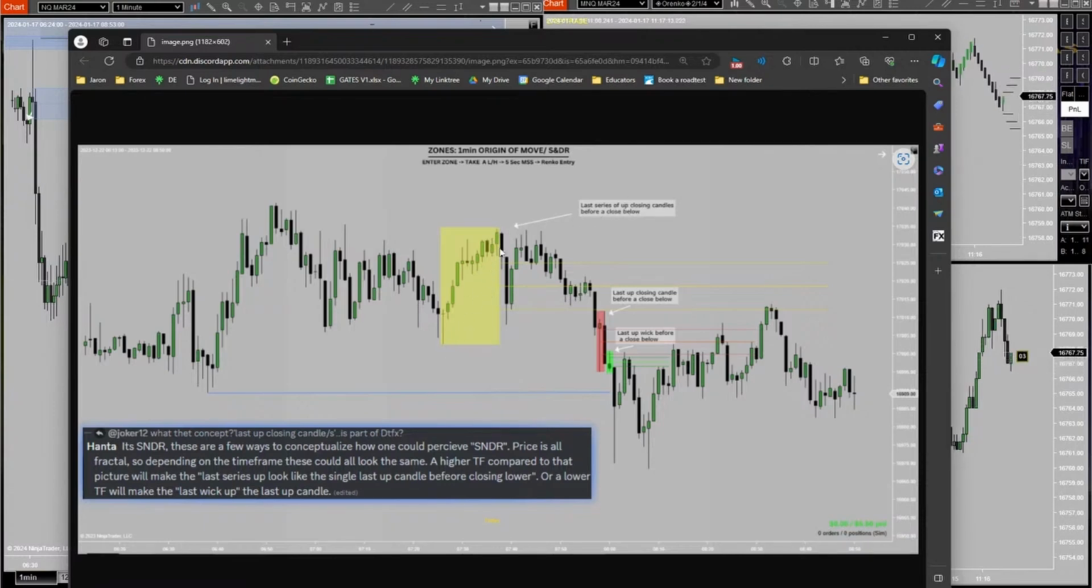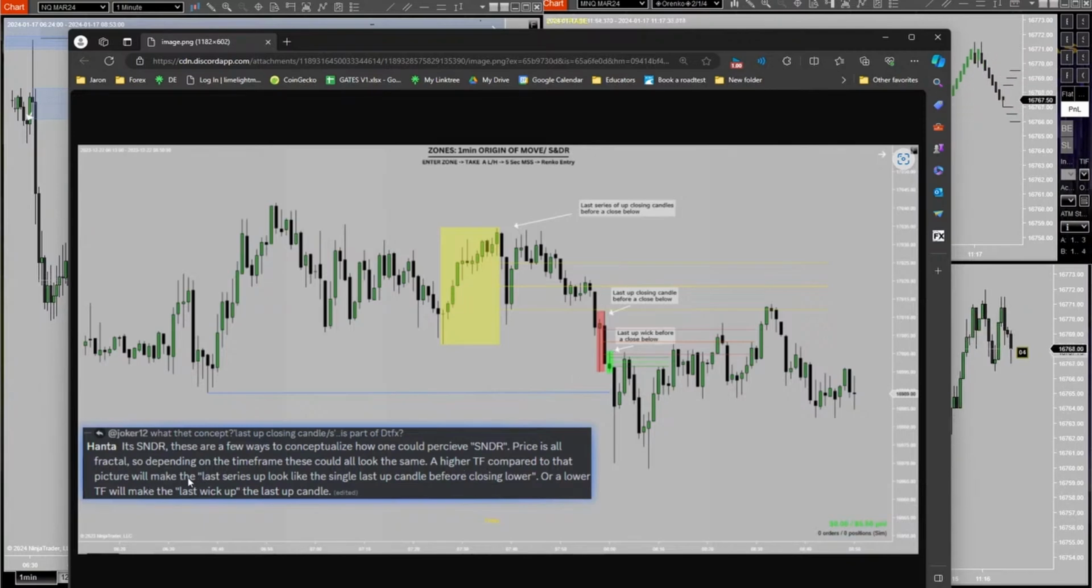So if this was just the 1-minute candle up, go into the 1-minute, this is the 1-minute chart, and then take that SNDR, and that's this. And then look where we tapped, literally the very top of this, perfectly. I had this drawn out when I traded this live, but I removed all the drawings just to make this image. So price is all fractal, right?